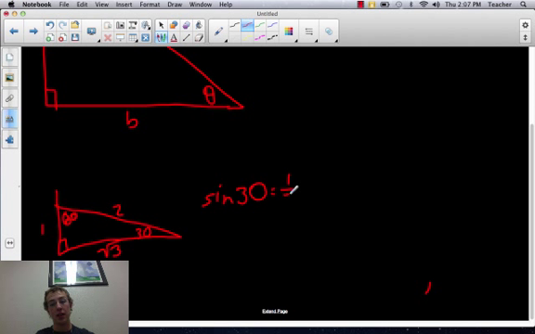Now the interesting thing is this is the ratio that we're going to use. This is how we were shown to do it. Now if you plug sine of 30 into your calculator, you're going to get 0.5. And why 0.5? Because sine of 30 equals 1 over 2. Now let's say we take cosine of 60.